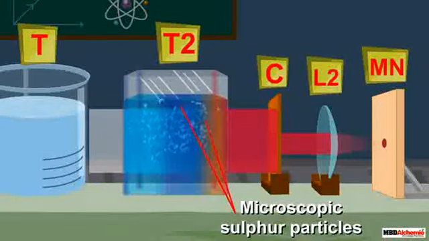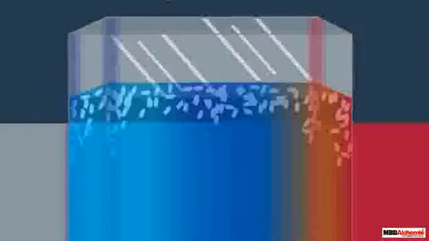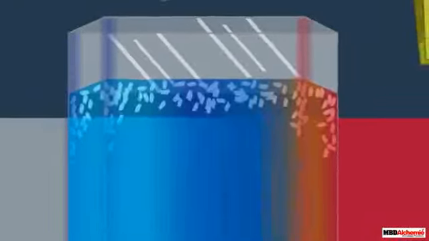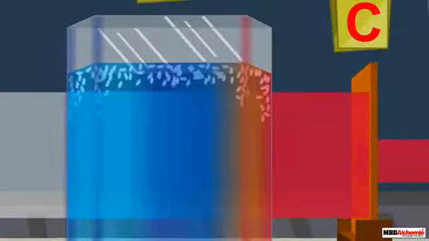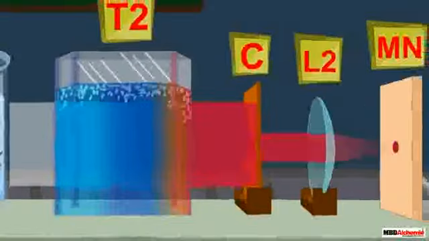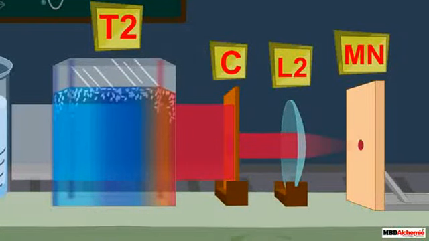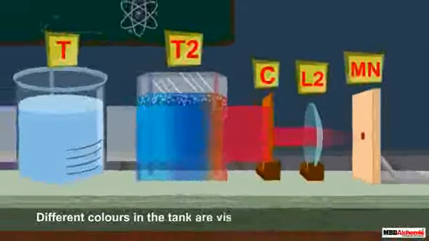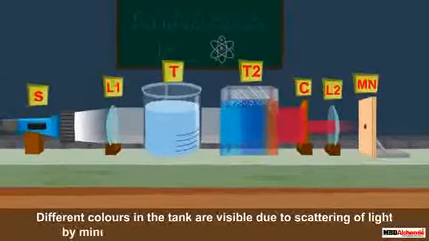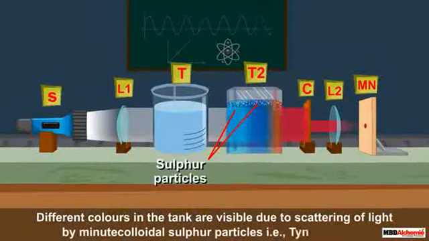As the sulfur particles begin to form, you can observe blue light from the 3 sides of the glass tank. When viewed from the 4th side of the glass tank, facing the circular hole, at first an orange-red color and then a bright crimson-red color are observed on the screen. This happens due to the scattering of light by minute colloidal sulfur particles, that is, the Tyndall effect.